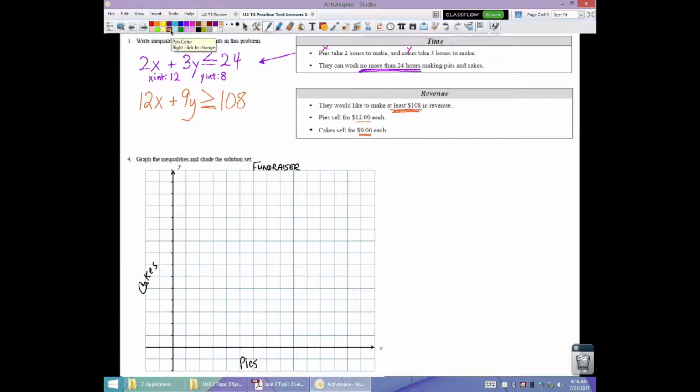With this revenue inequality, same procedure. For the x-intercept, I ignore the y term. So 108 divided by 12 is 9. For the y-intercept, I ignore the x term. So 108 divided by 9 is 12.